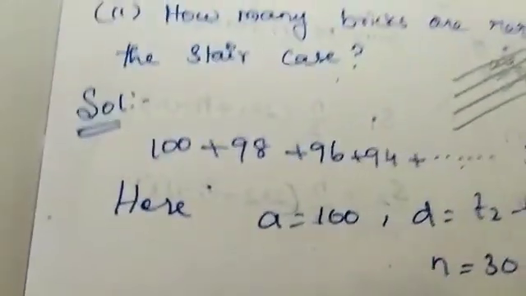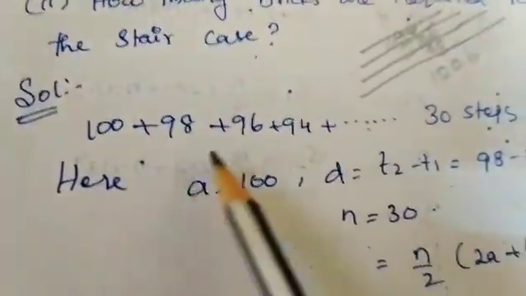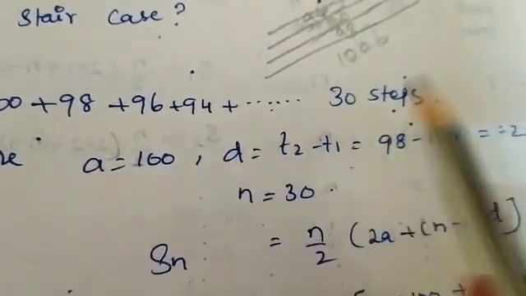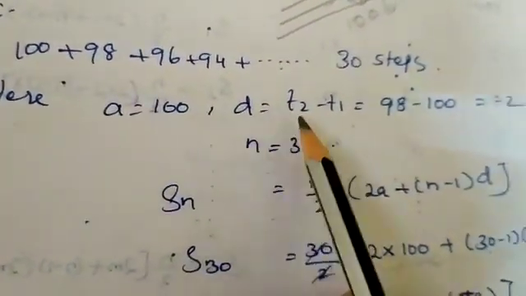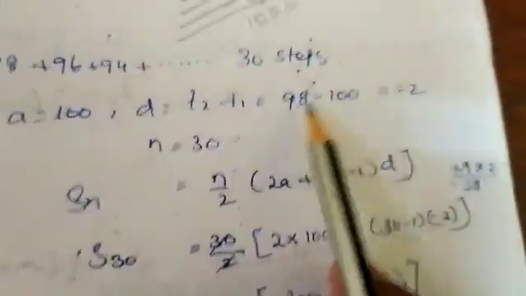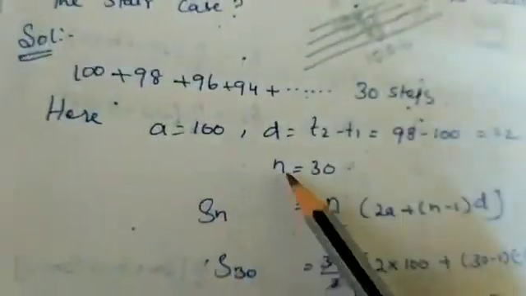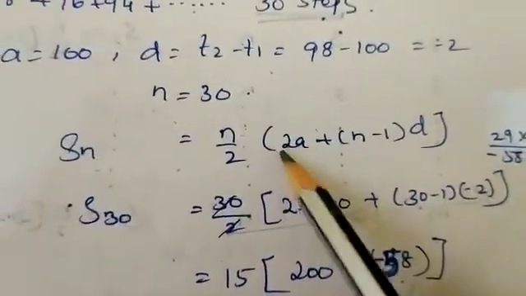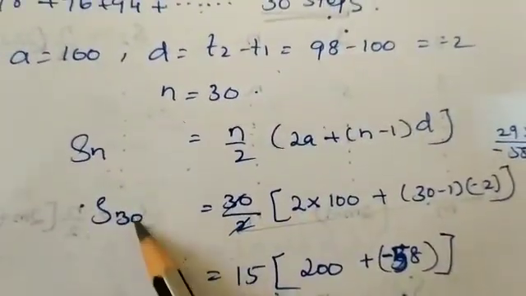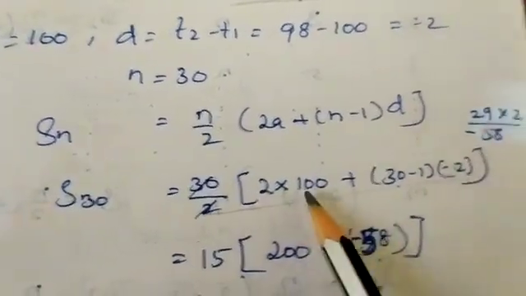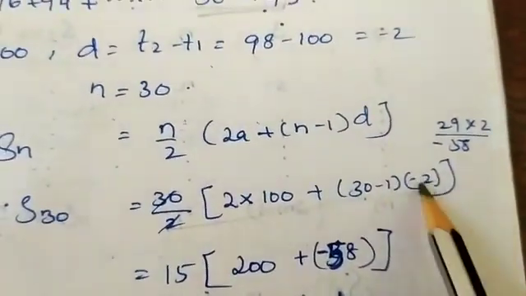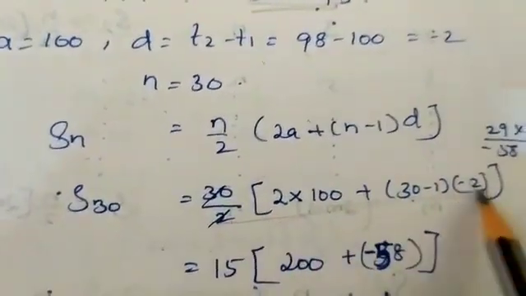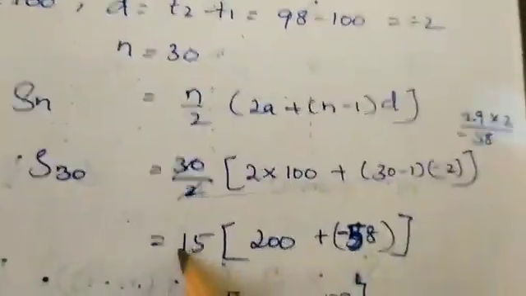Okay. So in solution it is 100 plus 98 plus 96 plus 94 till 30 steps. Okay. Here a equal to 100, d equal to T2 minus T1 which is 98 minus 100 is minus 2. I already told you it will go on reducing by 2. So n equal to 30 because it is given to find the 30 terms. So Sn equal to n by 2 into 2a plus n minus 1 into d. S30 equal to 30 by 2 into 100 plus 30 minus 1 into minus 2. Everything is given. We are just substituting to find the S30.